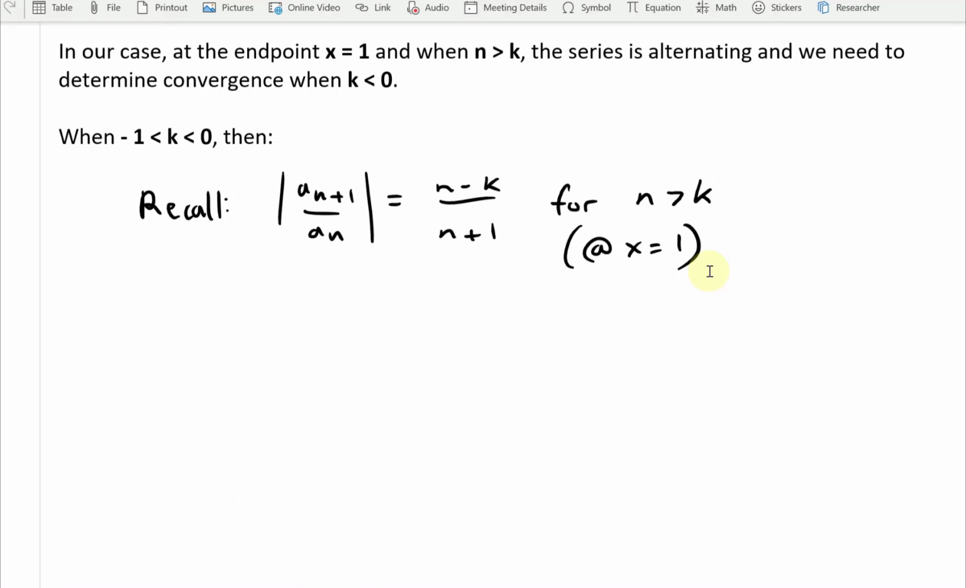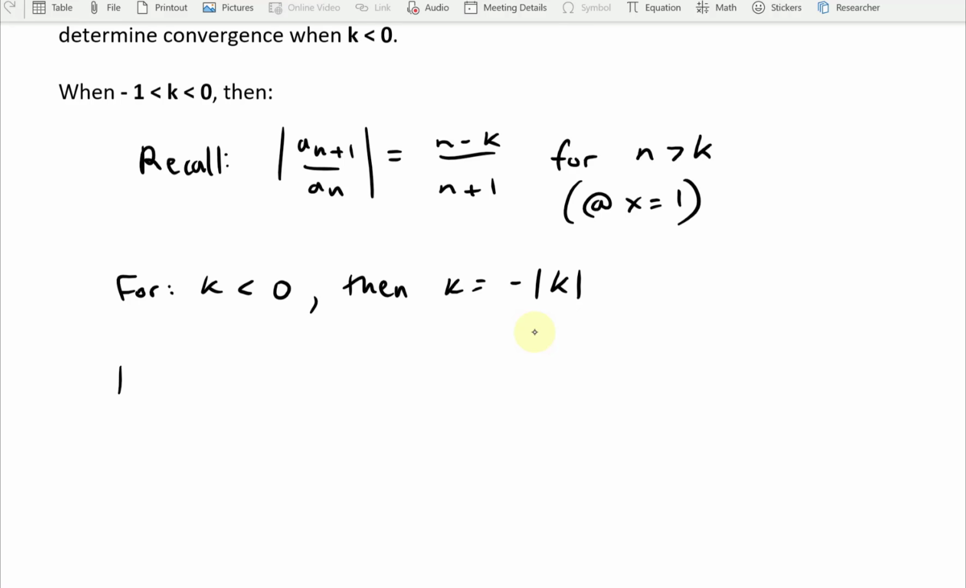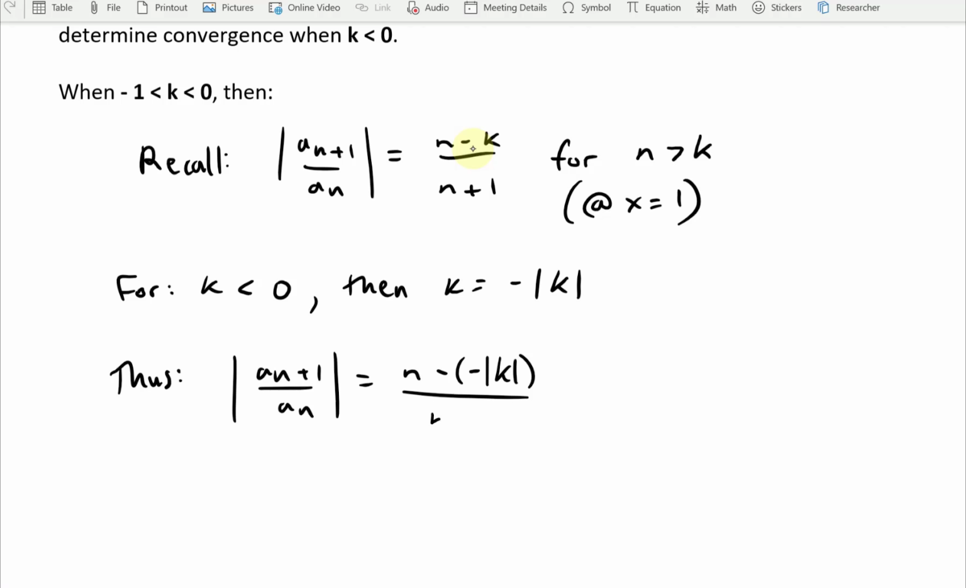We're starting off from there, and now notice that when k is negative, for k less than 0, k is just equal to negative absolute value of k. All this means is a negative sign and an absolute value. So thus, the absolute value of an plus 1 over an is equal to n minus, and then minus a negative absolute value of k, over n plus 1. In other words, the negatives cancel. This just equals n plus absolute value of k over n plus 1.